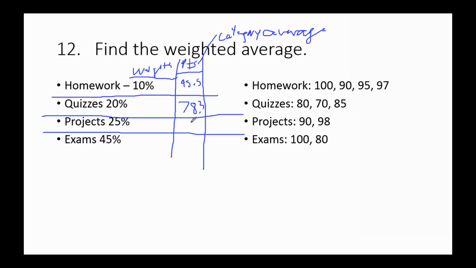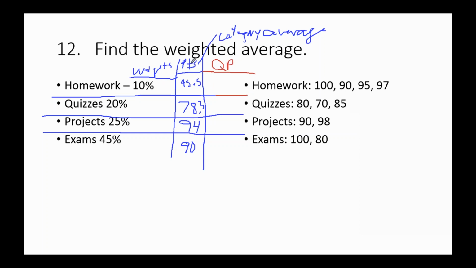If anybody is unsure where we're getting these numbers, all you have to do is shoot something in the chat box. Okay. And then exams, 100 plus 80 divided by 2 gives us 90. Once you have the category average, or the points as I call it, then we need to figure out what I call quality points. I use that term for both percents and counts.